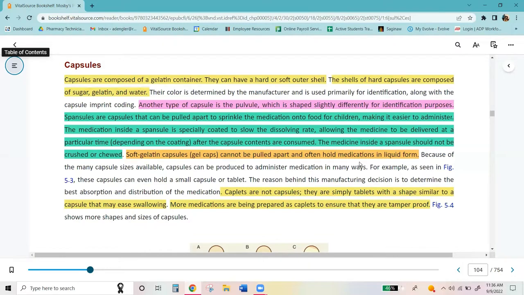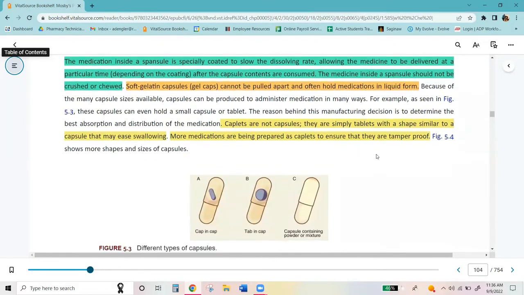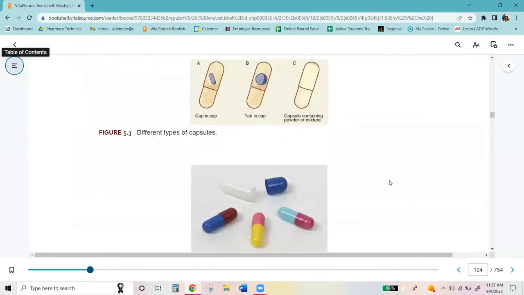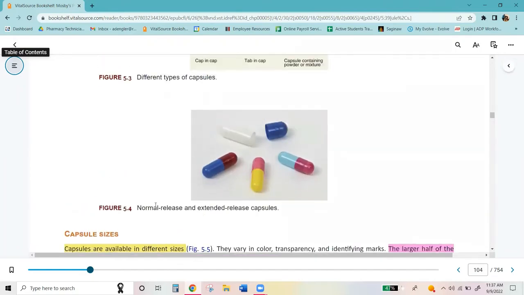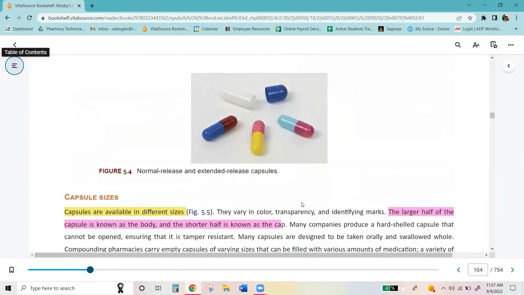Caplets are not capsules. They are simply tablets with a shape similar to a capsule that may ease swallowing, as we just talked about. More medications are being prepared as caplets to ensure that they are tamper-proof. So you can see the different types of capsules and the normal release and extended release capsules.